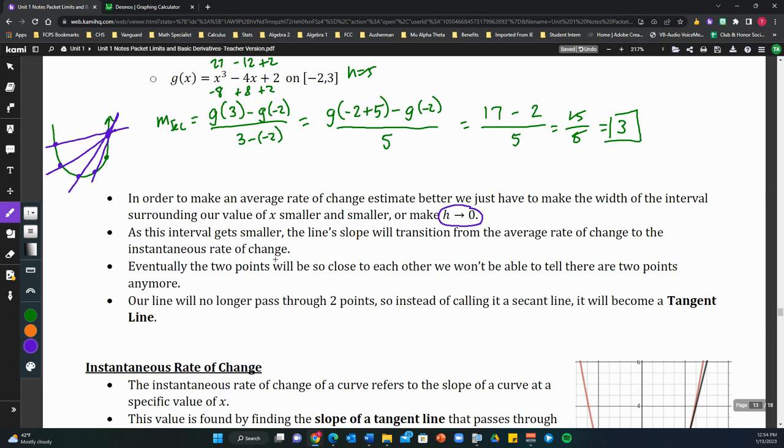So as that interval gets smaller and smaller and smaller, the line, which is still technically a secant line, that secant line slope will transition from the average rate of change to the instantaneous rate of change. And in doing so, because the 2 points are so close to one another, we essentially can't really tell a difference between them anymore. So instead of a line passing through 2 points that are really close to one another, they're basically on top of each other. So instead of using what we call a secant line, we are transitioning to a tangent line. A tangent line, if you remember back to geometry when you talked about circles, is any line that passes through one point on a curve.